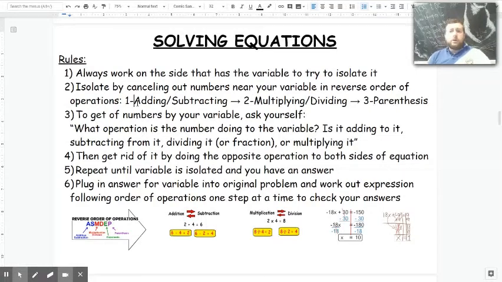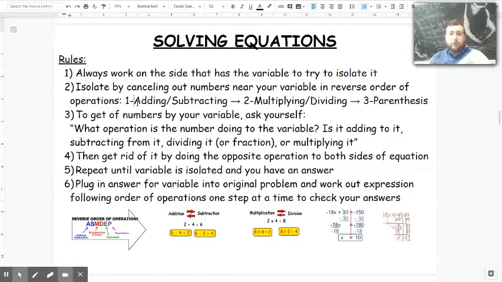And what I mean by work on it means getting rid of all the numbers which are surrounding your variable one at a time in reverse order of operations. That means first you take care of things which are adding to or subtracting from your variable. Then you do things which are multiplying or dividing your variable. And finally, things that share an operation inside of a parentheses with your variable. Even if it's adding or subtracting, you do that last because it's inside of parentheses with the variable.